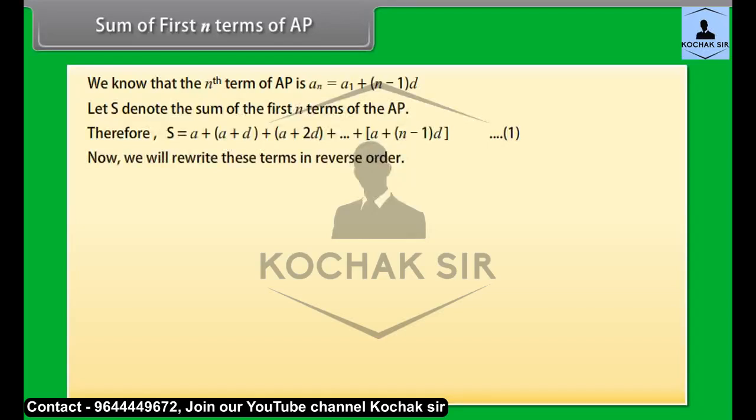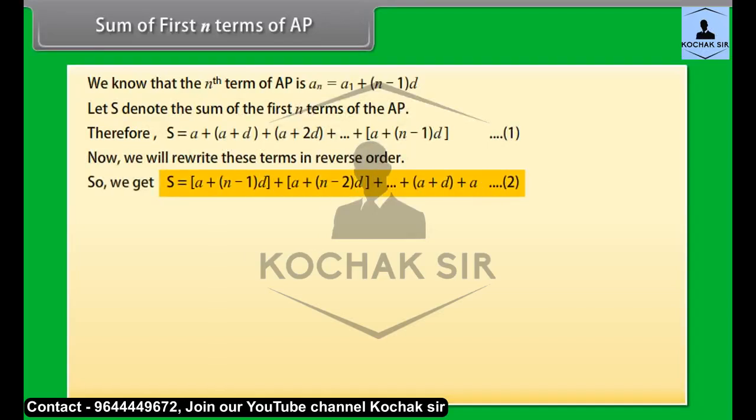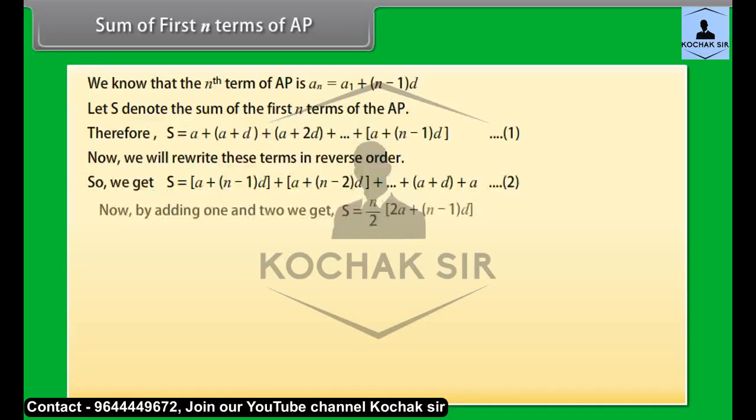Now we will rewrite these terms in reverse order. So we get S is equal to (A plus (n minus 1) D) plus (A plus (n minus 2) D) plus so on plus (A plus D) plus A. Mark it as equation 2. Now by adding equation 1 and 2 we get S is equal to n upon 2 into (2A plus (n minus 1) into D). This is the sum of first n terms of AP.